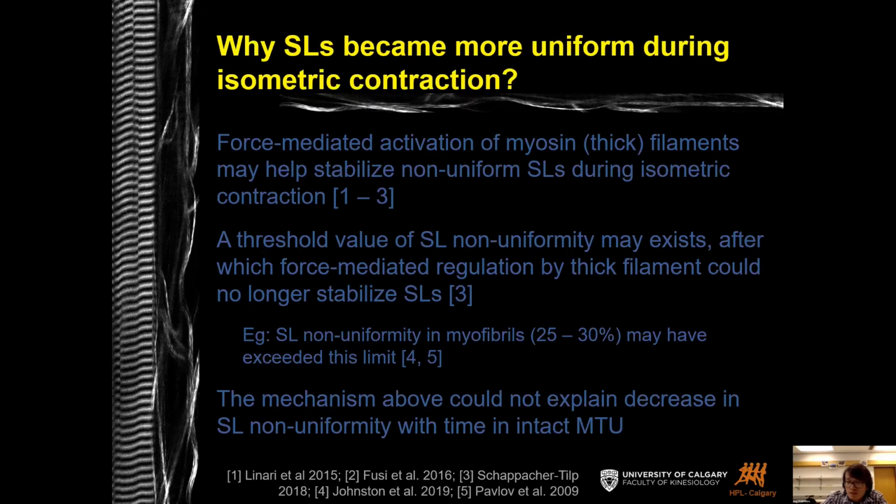Since the phenomenon occurs primarily in the activated trials, the force production mechanism may be involved. Previous studies by Linari et al. and Fusi et al. found that the force-mediated activation of myosin filaments may help stabilize the non-uniform sarcomere lengths during isometric contractions by awakening portions of the so-called super-relaxed cross-bridges.